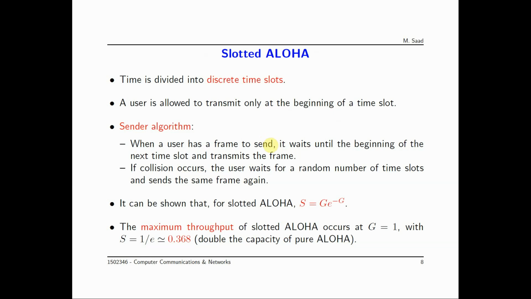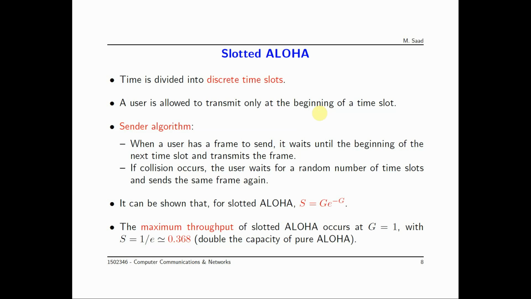Before we mention anything about what the stations do, slotted means that in general, time is divided into discrete time slots. Imagine that we have a clock that ticks. So we have tick number 1, tick number 2, tick number 3. So we have discrete time slots, and a user is allowed to transmit only at the beginning of a time slot. So imagine that we have time slots at time 0 and at 1 millisecond and at 2 milliseconds and at 3 and 4 milliseconds and so on.